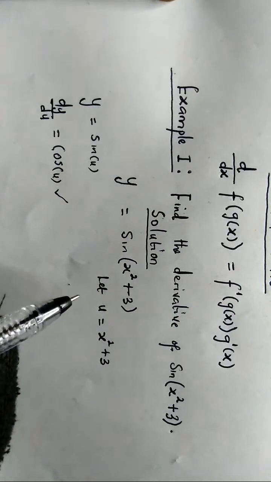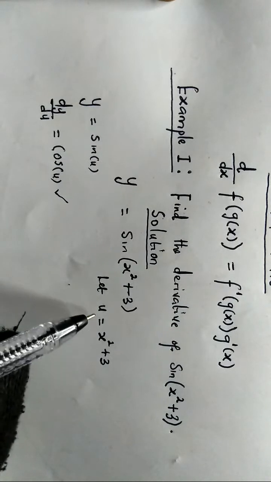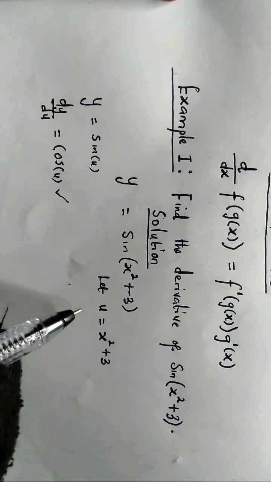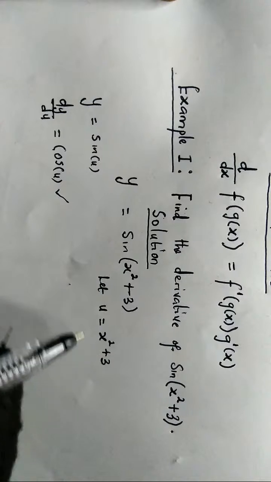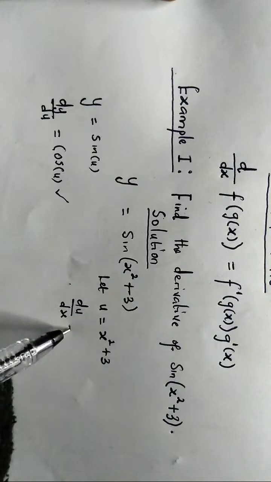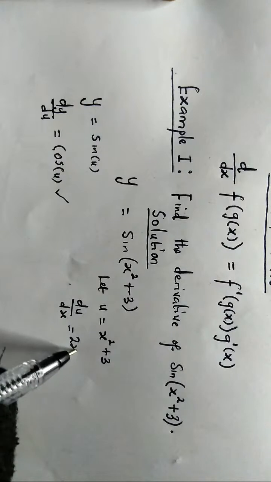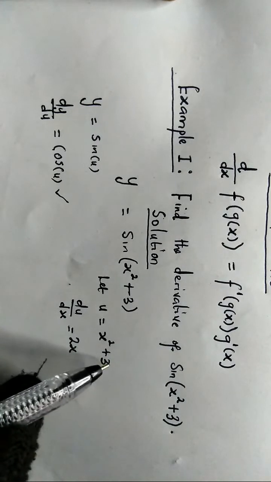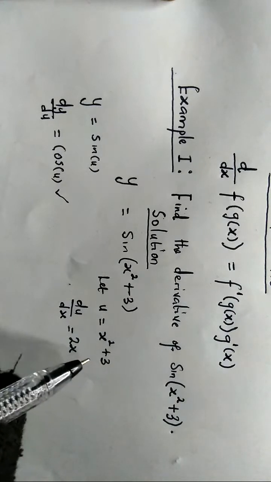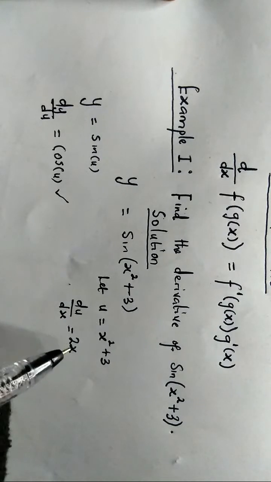And again, from here, we have to differentiate. We have u equal to x squared plus 3, right? So here we're going to differentiate x squared plus 3. We have du dx equal to the derivative of x squared, which gives us 2x, plus the derivative of 3. Here this 3 is a constant, so the derivative of a constant is 0. Which actually means that our du dx is equal to 2x.